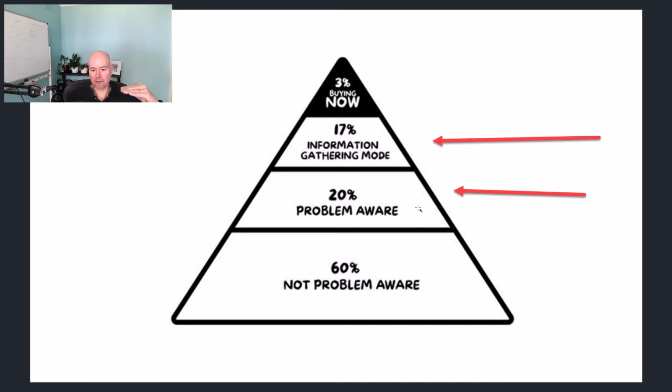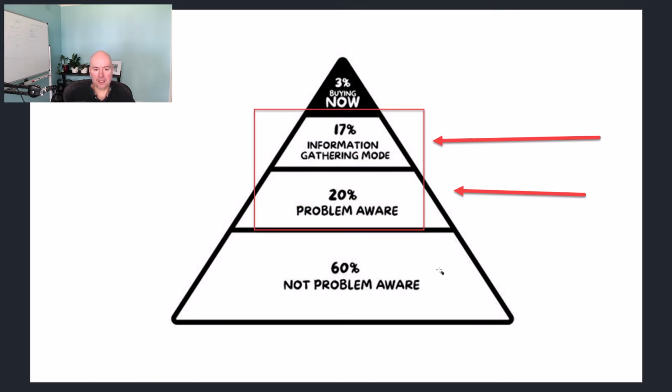Is it tough for you to make your ads work? Is it tough for you to do your own accounting? Whatever problem you solve. And they say, yes, that is me, I have had this problem. And then you take them from this 20% to this 17%. So this is really where you want to focus your attention, these 2 areas here.